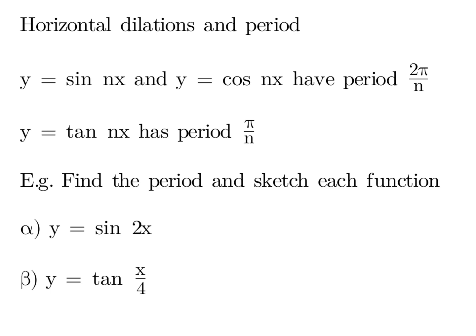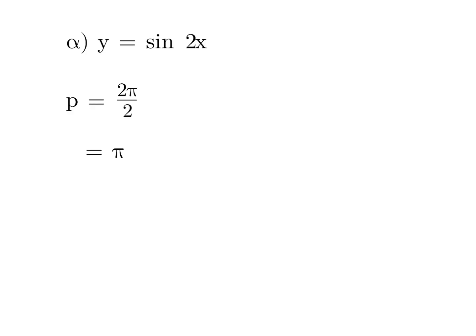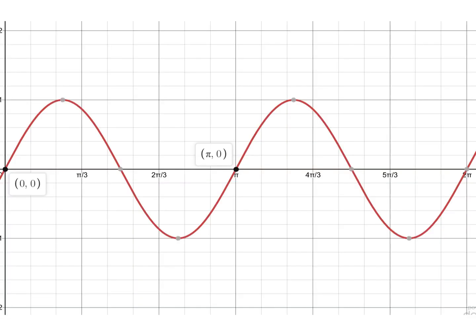So we're going to find the period and sketch each function for sine 2x and tan x on 4. So let's start with sine 2x. So the period is 2 pi on the n, which in this case is 2. So 2 pi on 2 is pi. So that means that the sine curve repeats itself now after pi. So that's a dilation that's actually condensed it. So our 0, 0 is our first point, and it repeats itself after pi. Notice that I've made that the emphasis. So you'll see a repetition. The amplitude for this one is still 1, but it repeats itself after pi.